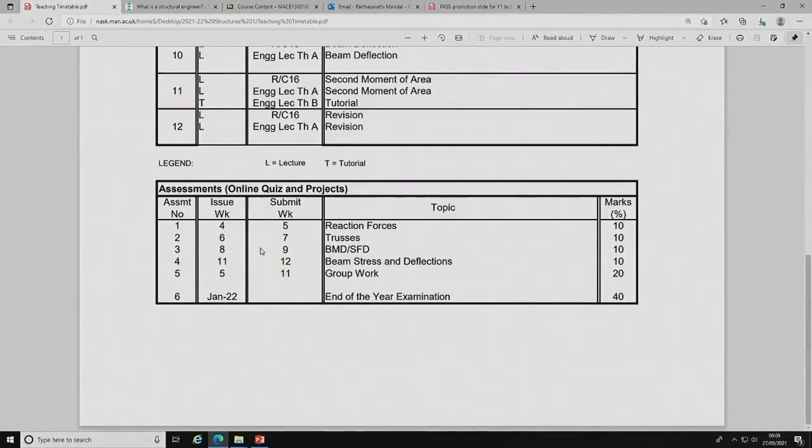In terms of the assessment, there will be 4 online quizzes, and the issue week and submit week are given in your coursework timetable. Have you got a coursework timetable? No? Okay, I'll try to find that out. That will be for all your units this semester. Your year tutor will give you a coursework timetable.